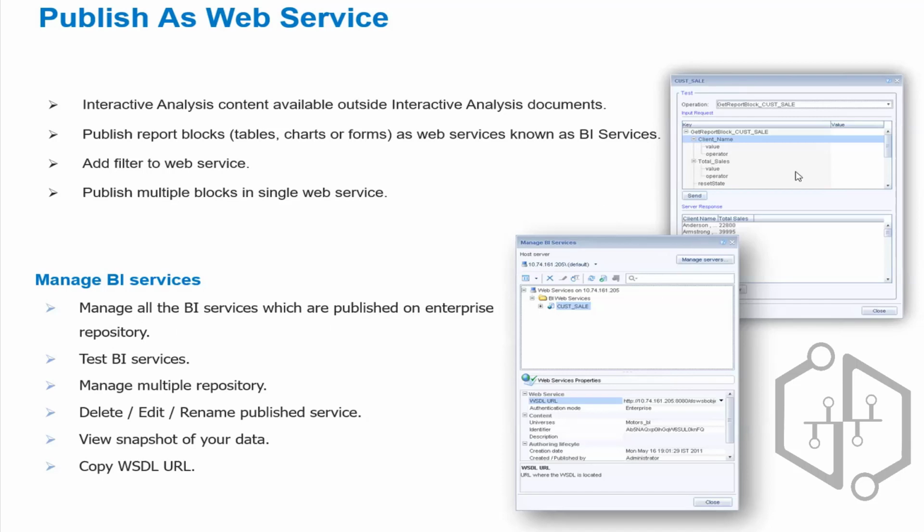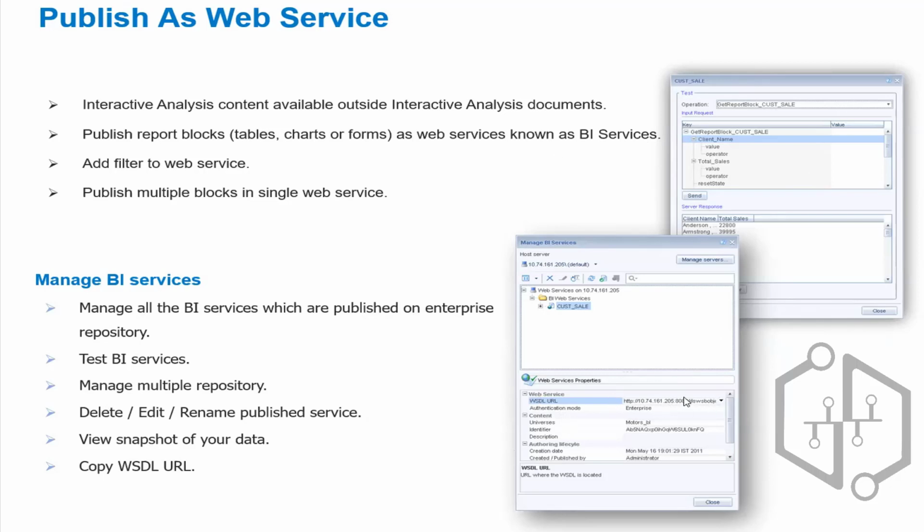We can publish that to the enterprise repository. We can test those BI services. We can manage multiple repositories. We can use a snapshot of our data, and we can copy that WSDL URL. This URL is where the output is stored.